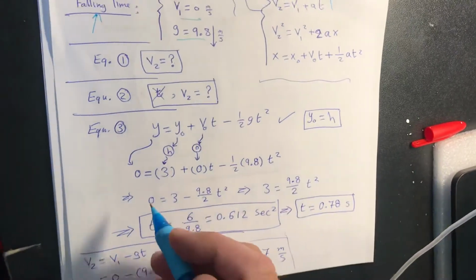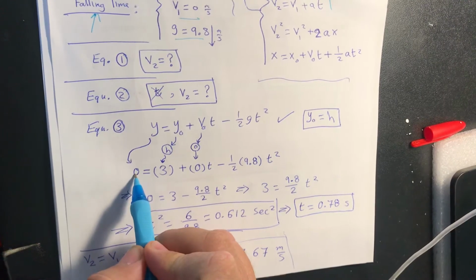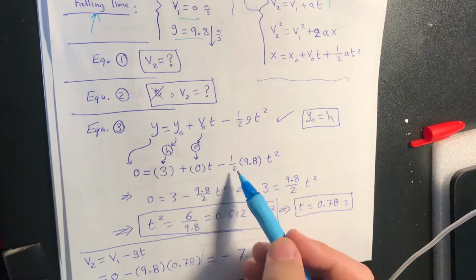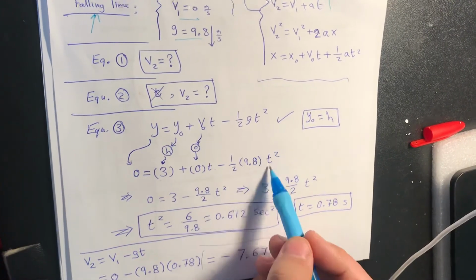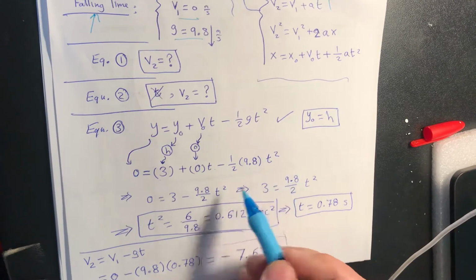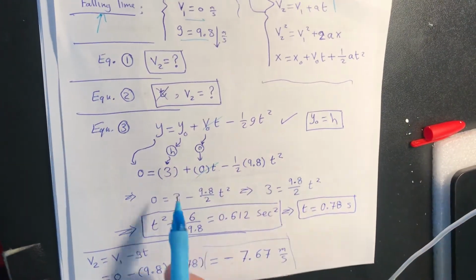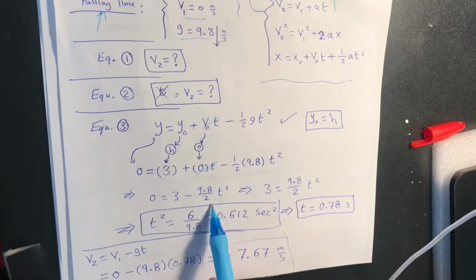Now, y is equal to 0, the final altitude. Y naught is equal to 3. V naught is equal to 0. Half is half, we have the minus sign. g is known. t squared is unknown. We need to find it. So this term will be 0. So we have 3 minus half g t squared.